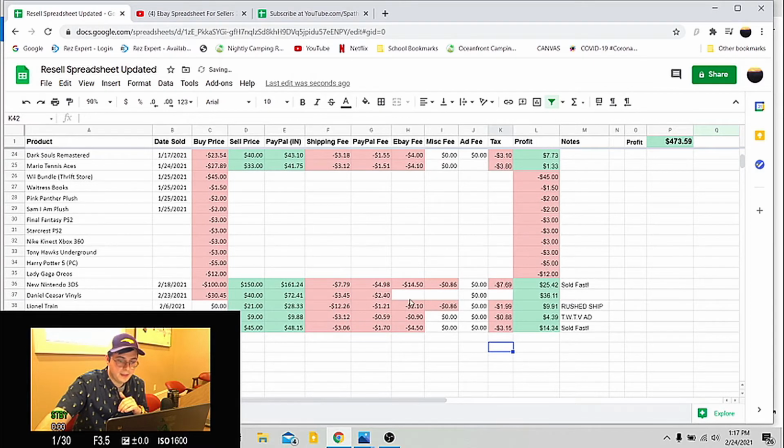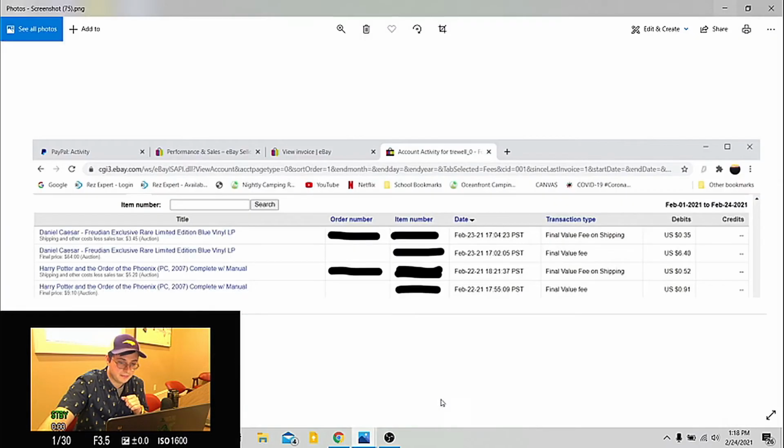All right, we've got three other fees to fill out here. The next is going to be the eBay fee. To find your eBay fees, you'll want to look at your eBay invoice, and again, I've provided a screenshot for that on mine. Here's what it'll normally look like. I've trimmed it up to not show more older stuff. But the Daniel Caesar vinyl, we've got two fees actually on that one cell. We have here a final value fee and a final value fee on shipping.